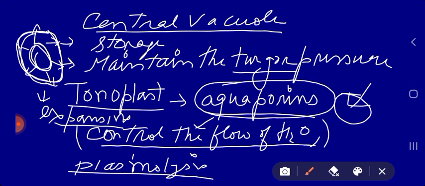So the two functions I have said are storage and maintaining the turgor pressure. Another function of the central vacuole is that it pushes all contents of the cell cytoplasm against the cellular membrane, and thus it keeps the chloroplast closer to the light.